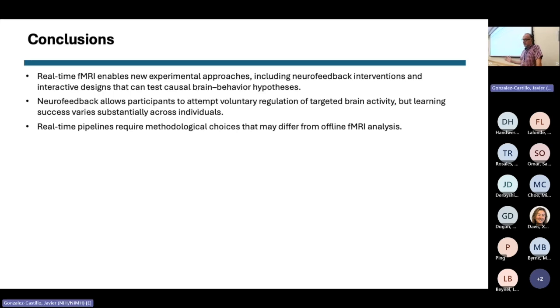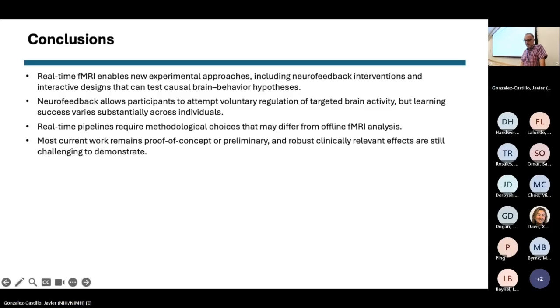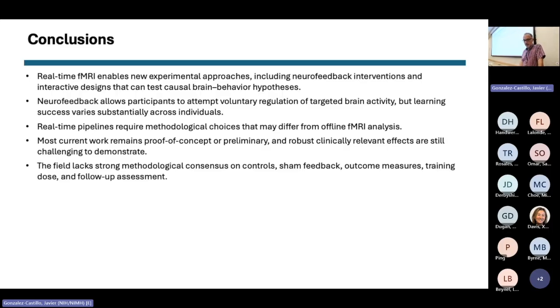Unfortunately, there are no standards on how to analyze your data when it comes to real-time fMRI, so that hinders the comparisons across the studies. As I just mentioned, a lot of the studies are kind of proof of concept. They tend to go in the same direction. There's no big study that has proven things.